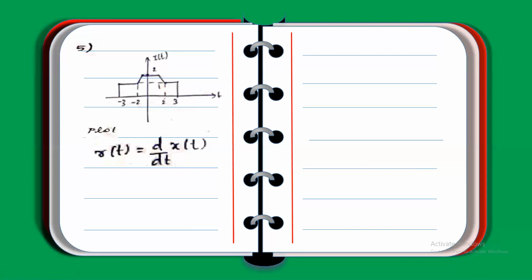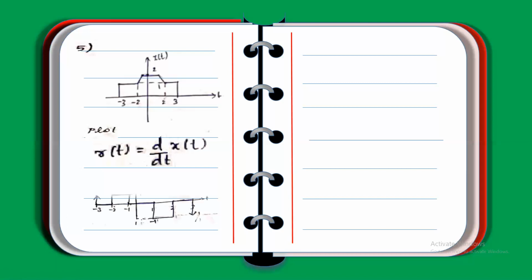To find the value of the rate of change, if you take delta y here, it is 1 unit. Delta x is again 1 unit. So the slope is 1. Here it is negative 1, as it is a decrement. Similarly, here it is positive 1.